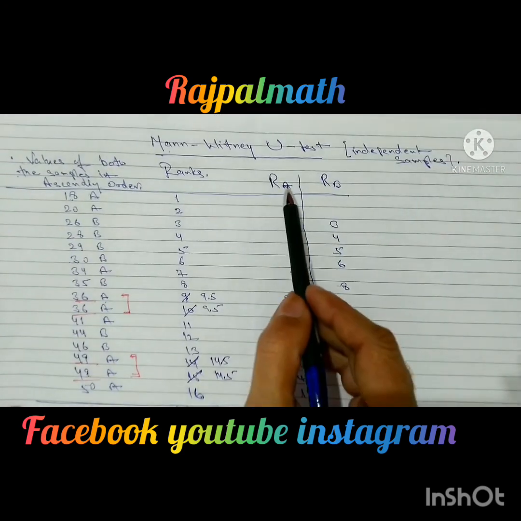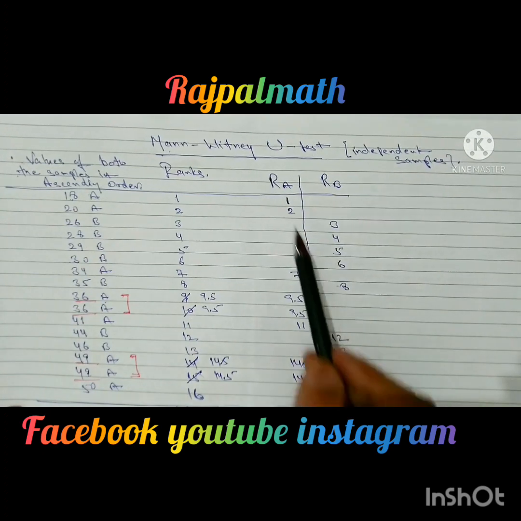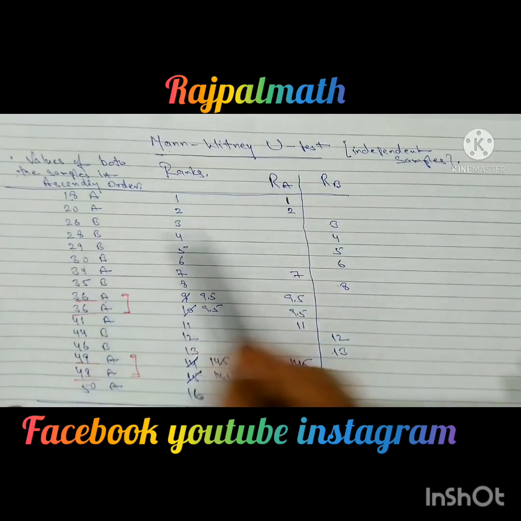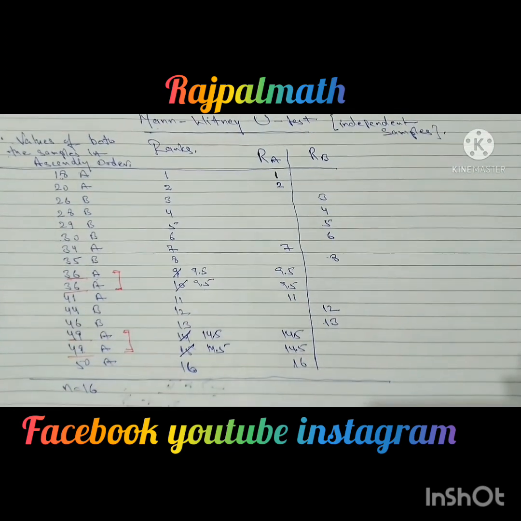Clear? Group A ranks are in column A, group B ranks are in column B. There are 9 elements in group A and 7 elements in group B.